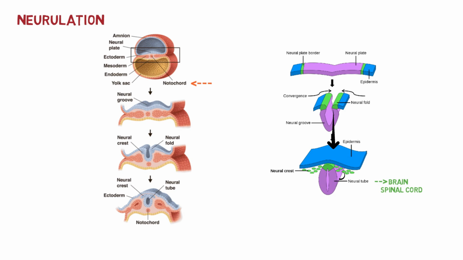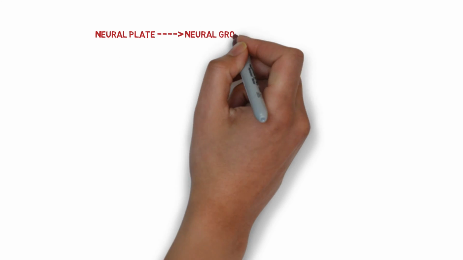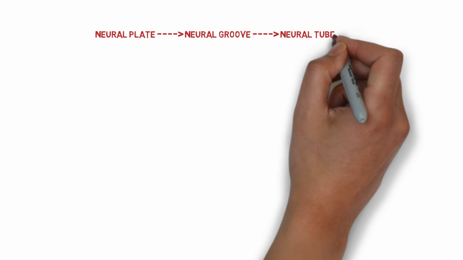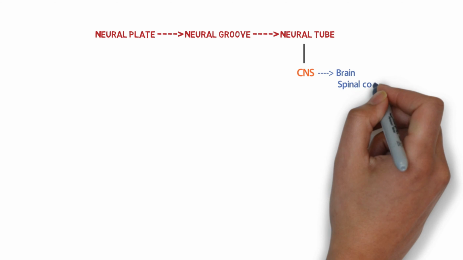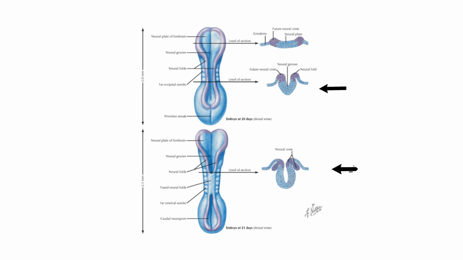The folds are brought into contact with one another, and the neural crest cells link the neural tube with the epidermis. The neural crest cells disperse, leaving the neural tube separate from the epidermis, and there is a formation of the neural tube. Basically, there is a neural plate, then a neural groove, and after that there is a formation of the neural tube, which then differentiates into the central nervous system, that is the brain and spinal cord. So till now we have studied the cross-sectional view of the embryo at different time intervals.